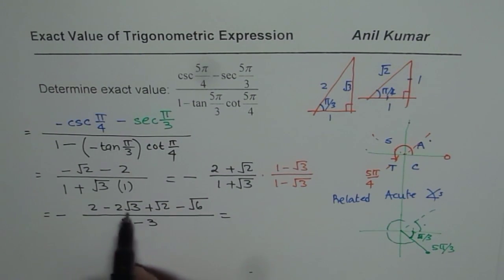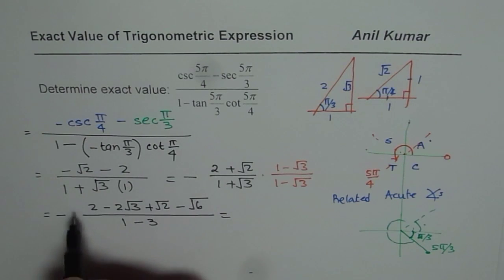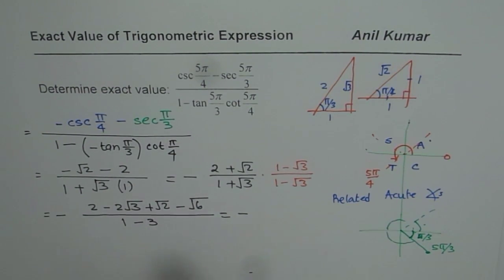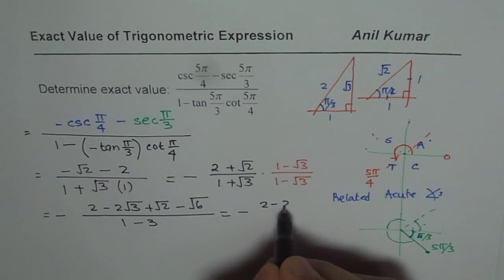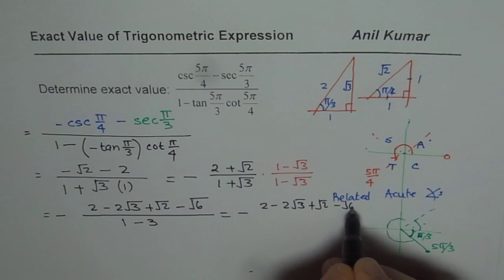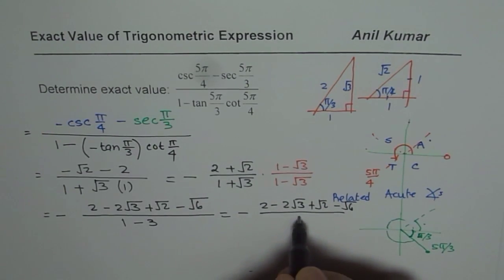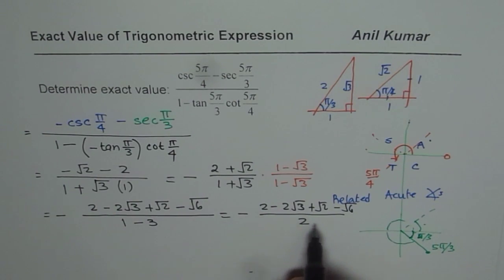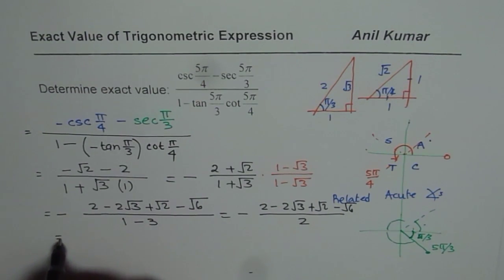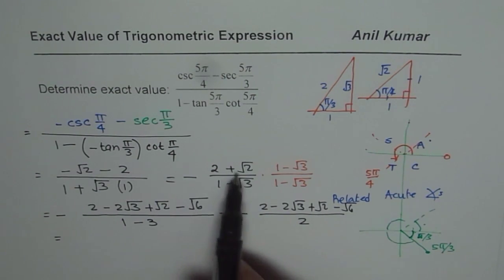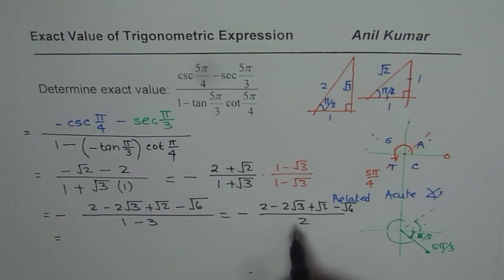You cannot combine any of these terms. So we have negative here, and you get 2 here. So we get 2 minus 2 square root 3 plus square root 2 minus square root 6 divided by 2. So that is your answer with the negative sign, right? So if you want, you can kind of simplify it. You could have written this in the product form also if you wish. But anyway, that's our final answer.